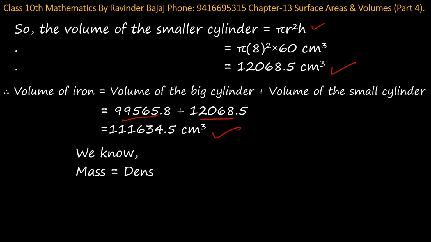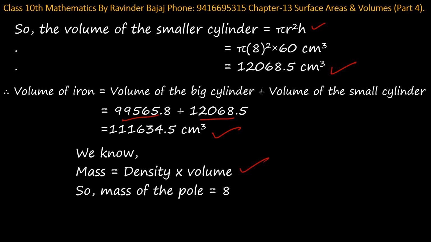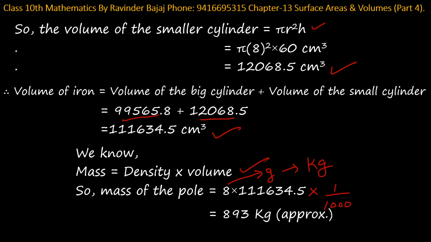Okay, now we know that mass is equal to density into volume. Now mass is given 8 into, this is the volume of both the cylinders. So 8 is given, 8 grams per centimeter cube. Now we will calculate it in kilogram, so divided by 1000. Why divide by 1000? Because in 1 kilogram there are 1000 grams. So to convert gram to kilogram, we need to divide it by 1000. So the answer will be 893 kilograms approximately. So this is the answer.